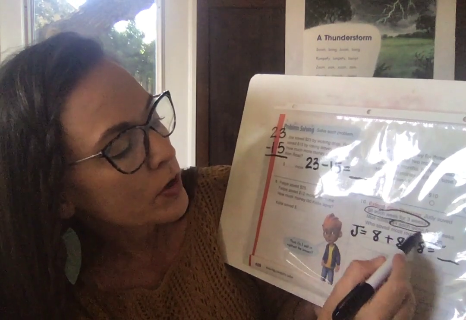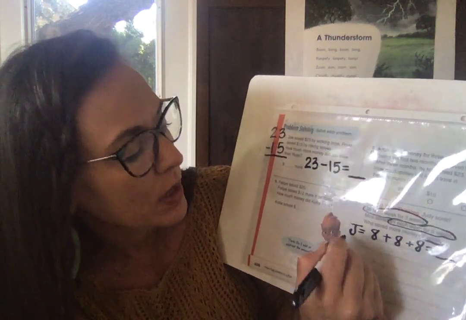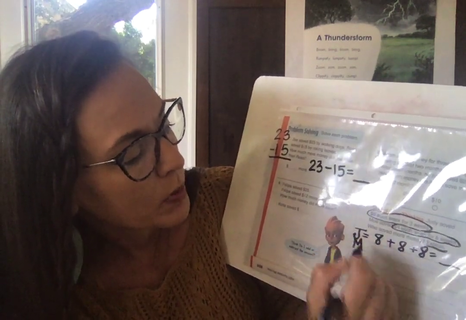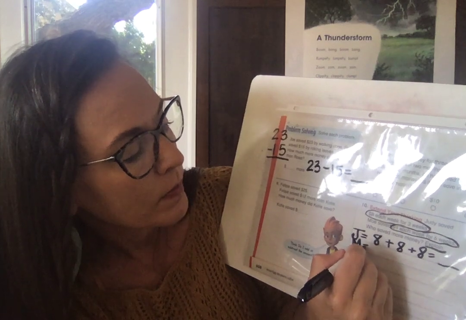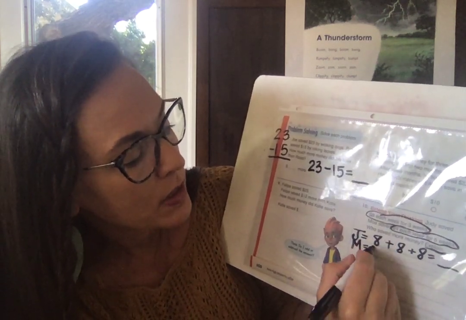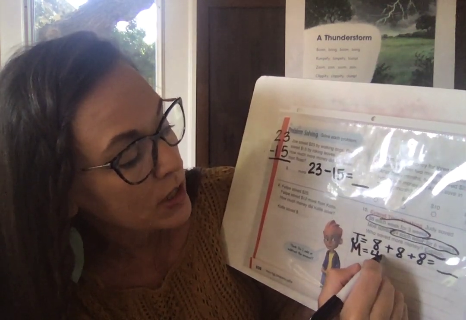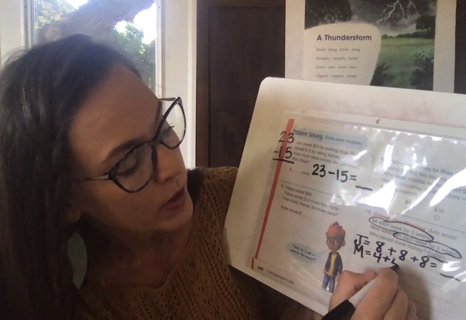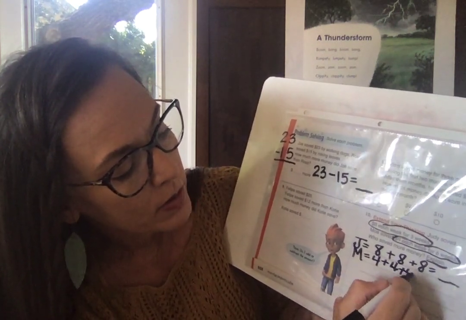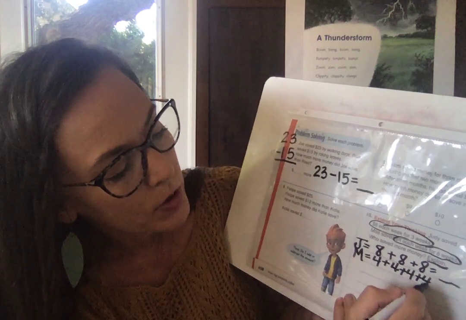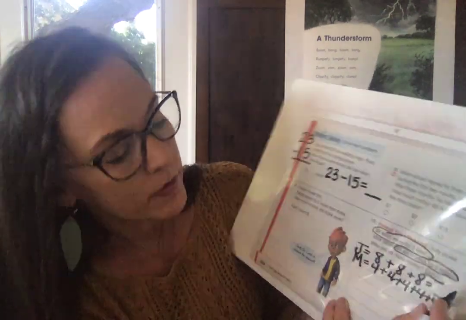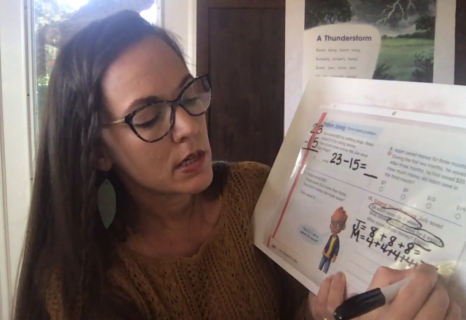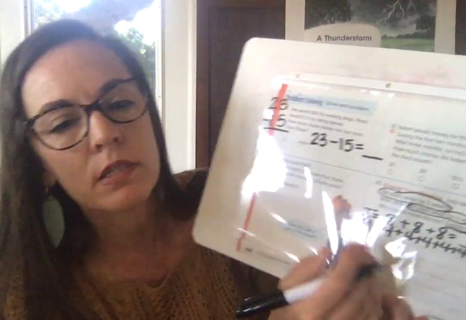Mo saved $4 each week for 6 weeks. So I'm going to put M for Mo. $4 for 6 weeks. So that's 4 groups of 6, or 6 groups of 4. 4, week 1, week 2, week 3, week 4, week 5, week 6, and I'm running out of room. You might want to write smaller than me.